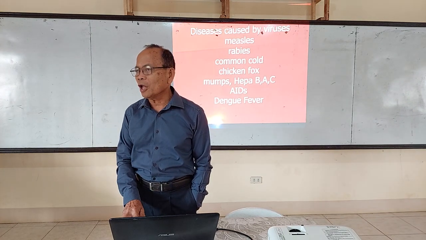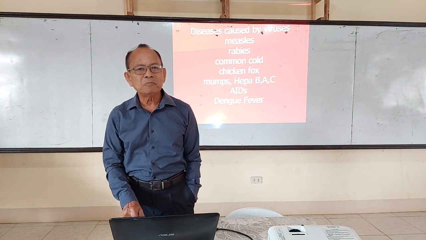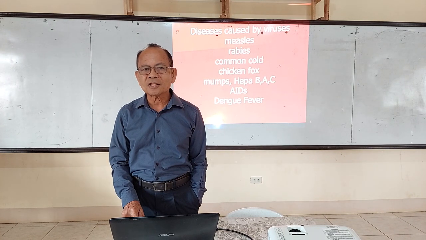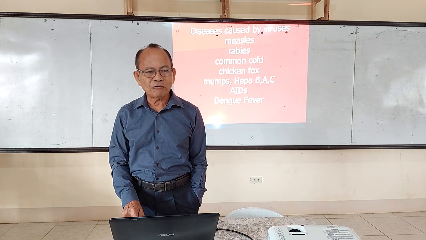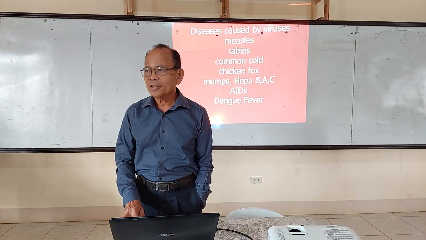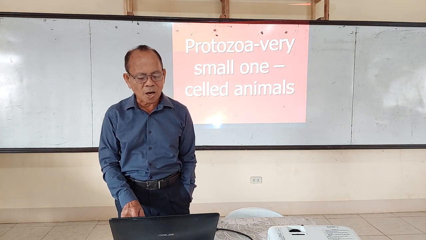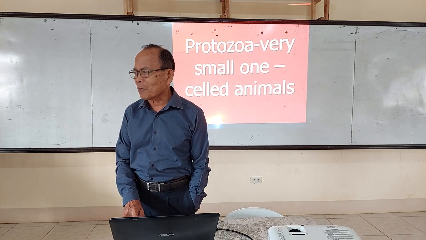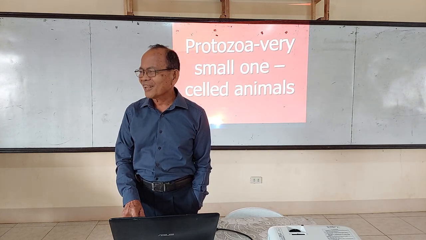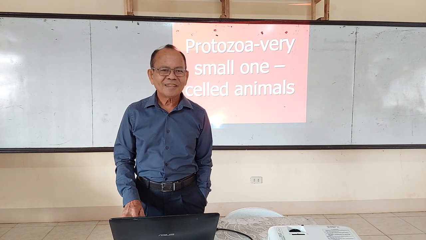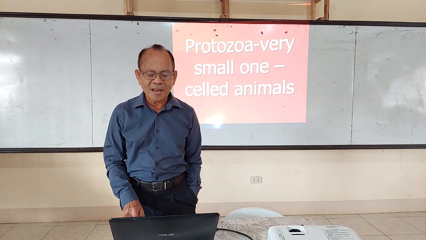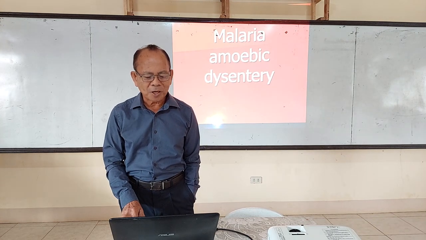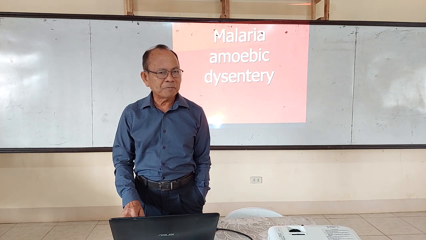And of course, you know very well that antibiotics could not be of help. That's why when you have dengue fever, you don't use antibiotics, except when there is a secondary bacterial infection. Then, the least common, we have the protozoa, very small one-celled animals. Can you mention an illness caused by protozoa? Very common is malaria. We have amoebic dysentery and many others.